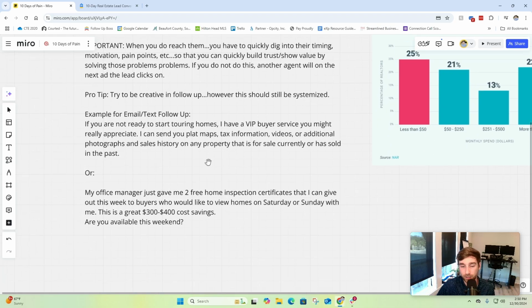Another really good example that I've used in the past is my office manager just gave me 2 free home inspection certificates that I can give out this week to buyers who would like to view homes on Saturday or Sunday with me. This is a great $300 to $400 cost savings. Are you available this weekend? Wonderful, wonderful, wonderful lead converter. This can go out in an email or in a text message. Again, you're just trying to get a response so that then you can hop on a call or a text message thread of quality conversation.